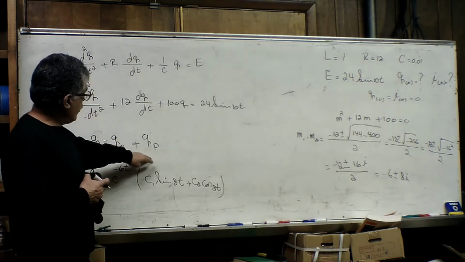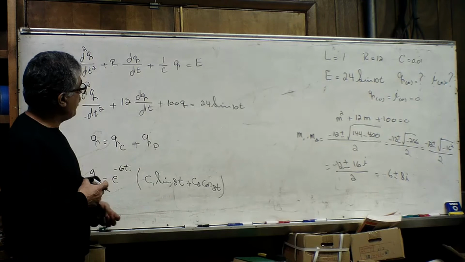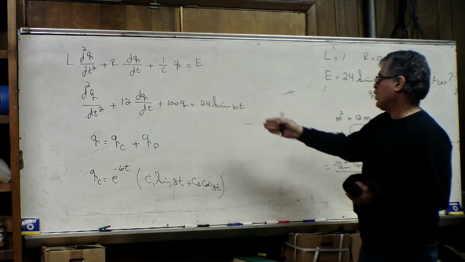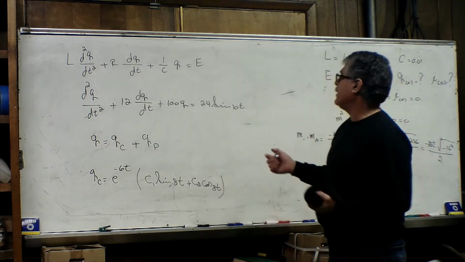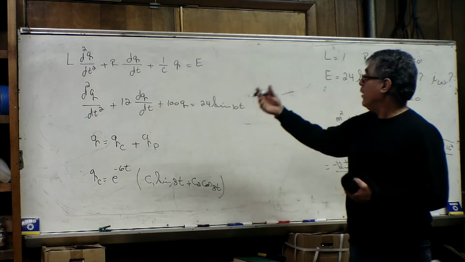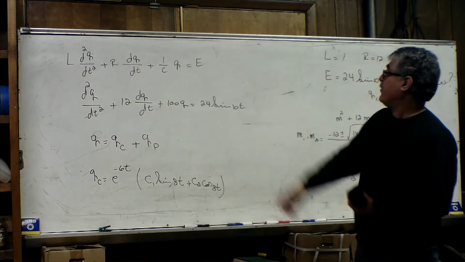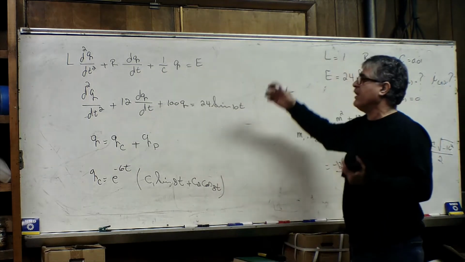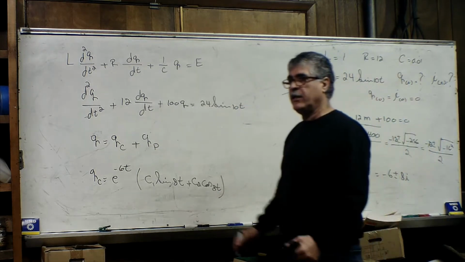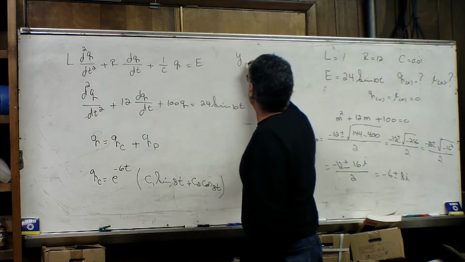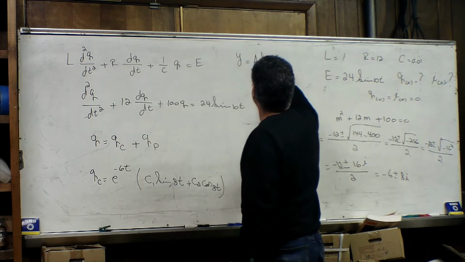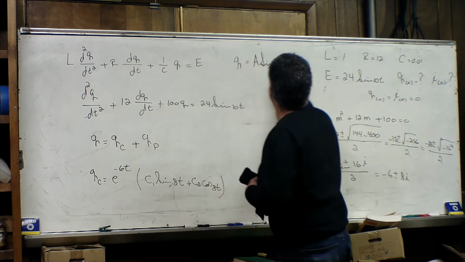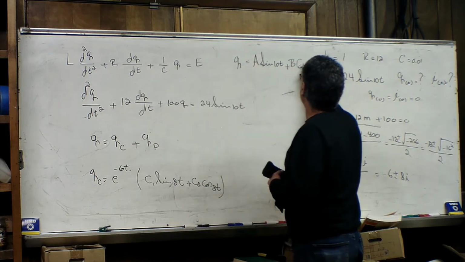Now to find the particular solution for the non-homogeneous part, as we see our non-homogeneous portion is 24 sine of 10t. If we take a derivative of that, we are going to have a cosine of 10t, and if we take a second derivative, again we are going to have sine of 10t. So we always will have sine of 10t and cosine of 10t. So we have to assume a solution as a constant times sine of 10t. Let's assume a solution a sine of 10t plus b cosine of 10t.